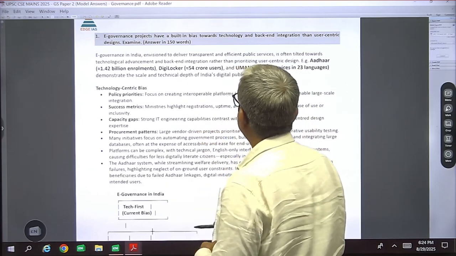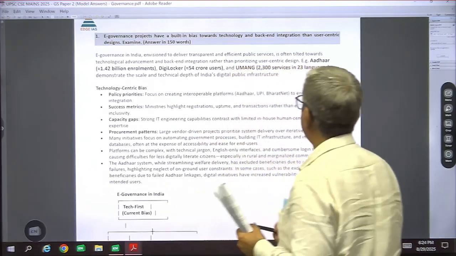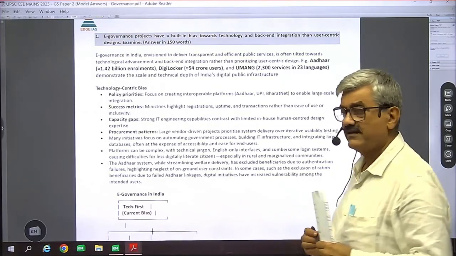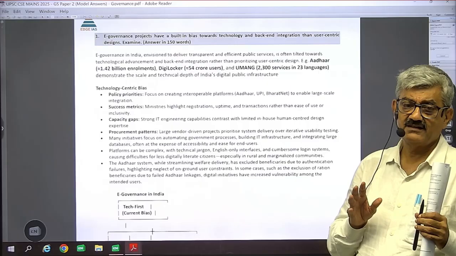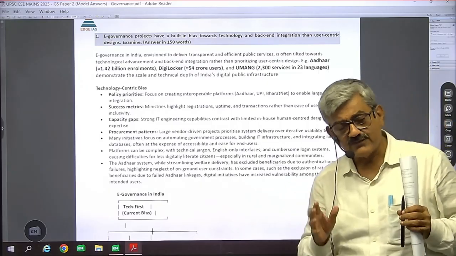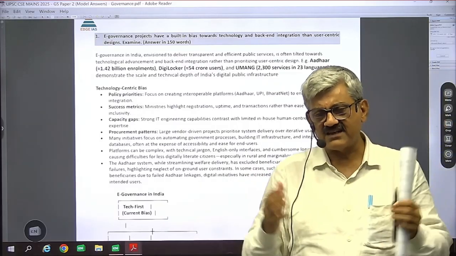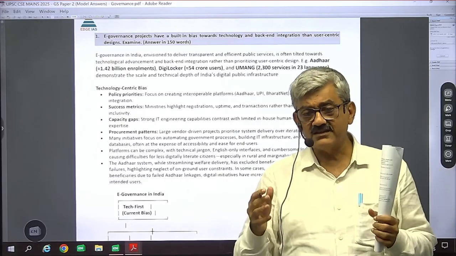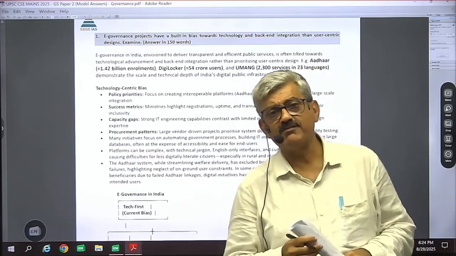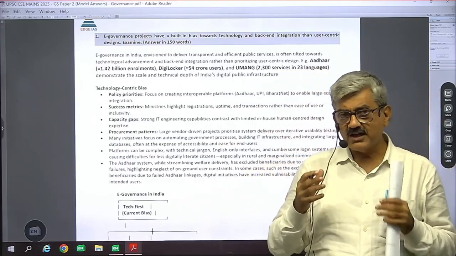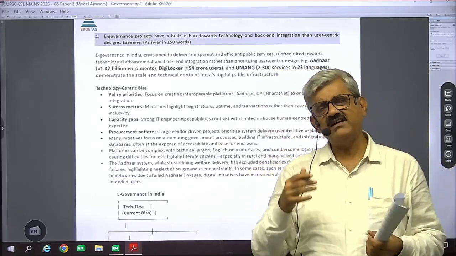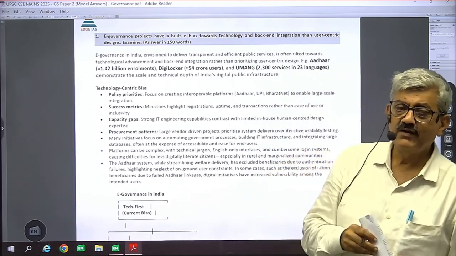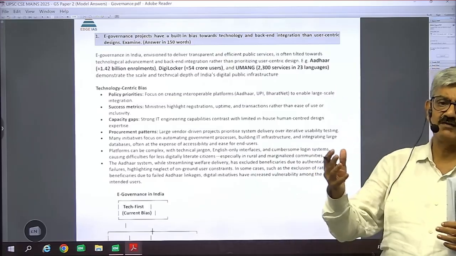The question: e-governance projects have a built-in bias towards technology and back-end integration rather than user-centric design. E-governance is a hot topic. The government of India has been emphasizing going digital for the last 10-15 years. Digital India is the flagship program of the government of India, and therefore we expected, and in years to come also, in some way or the other, directly or indirectly, we expect questions on some aspect of e-governance.